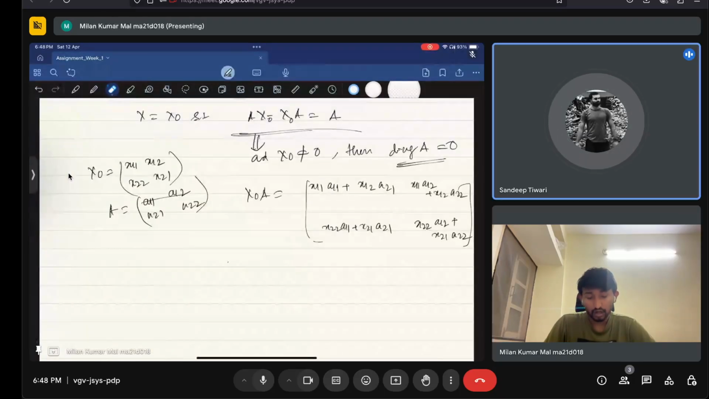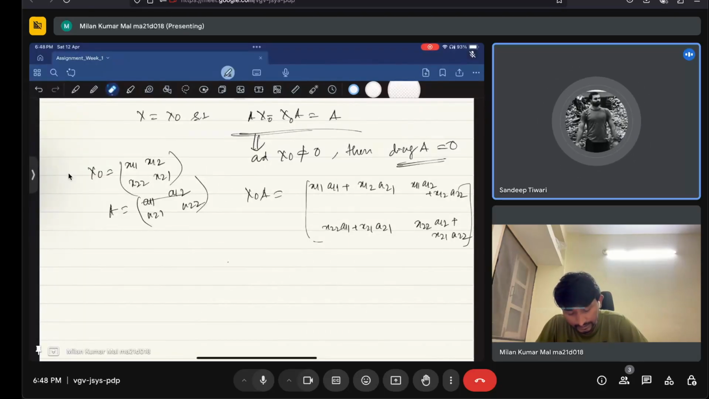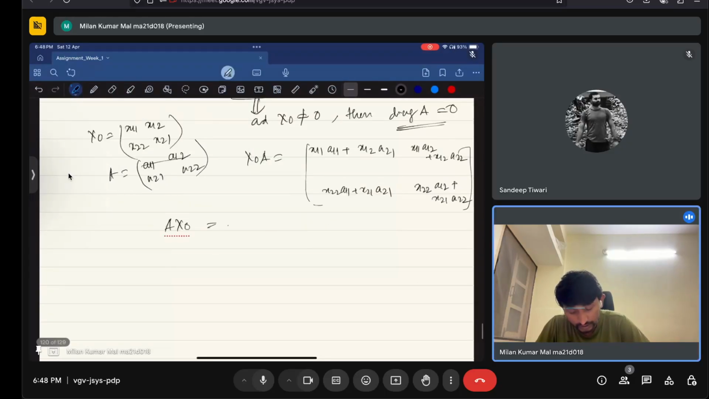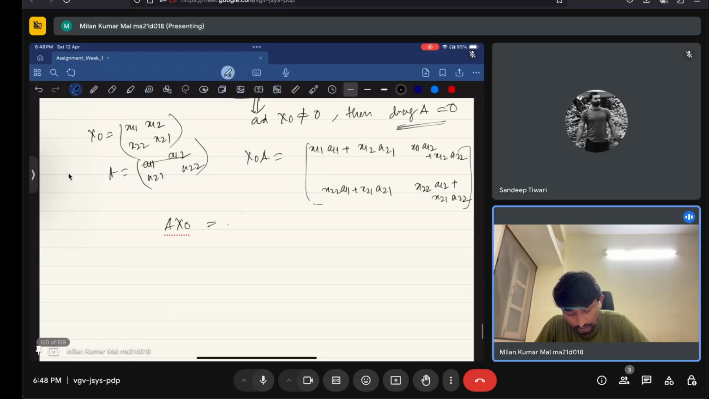Trace is 0, sir, because if you take trace of both sides, then we know that trace of AX naught. Yeah, that's true. I think that's the only thing. Yeah, you are correct. A11 x11 plus A12 x22, and the other entry is whatever there is.